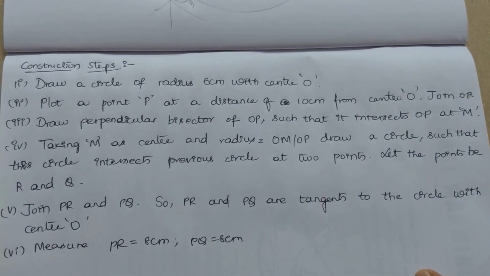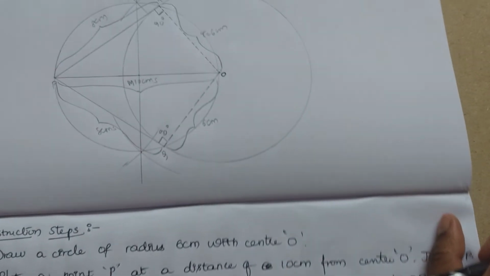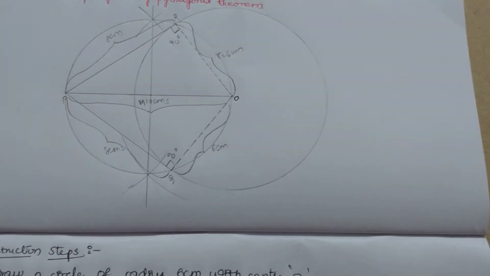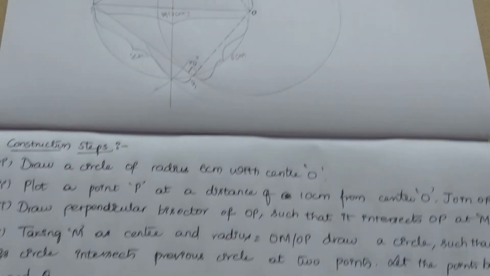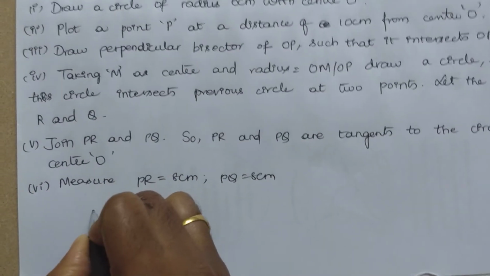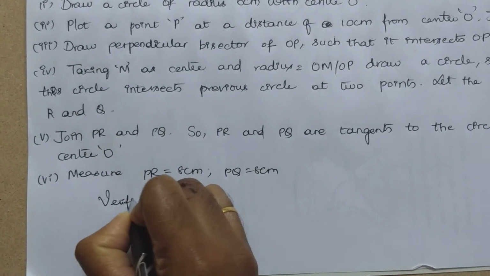So when we measure the tangents here, PR and PQ, what are the lengths? We have found it as 8 centimeters and 8 centimeters. Now we have to verify it using Pythagoras theorem. How can we verify? So, verification. Let's do verification here.